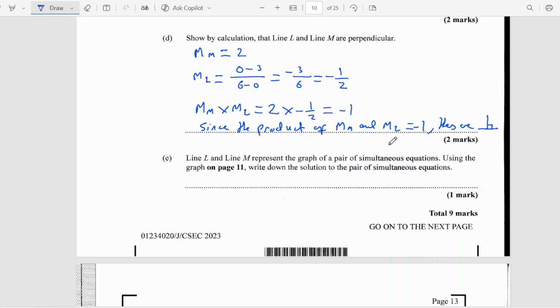Or you could also show that it is a negative reciprocal. Just take this and say 1 over this, multiply by -1 over this, and we'll get 2. It's easier just to multiply it and get -1.